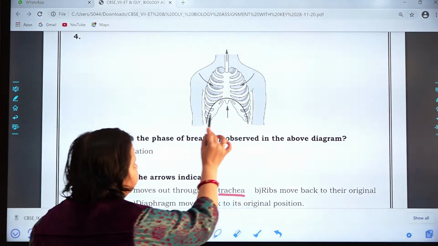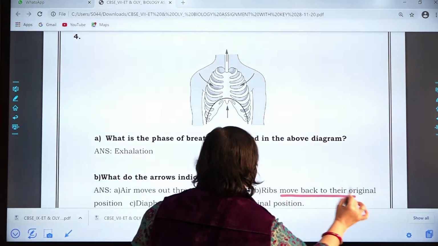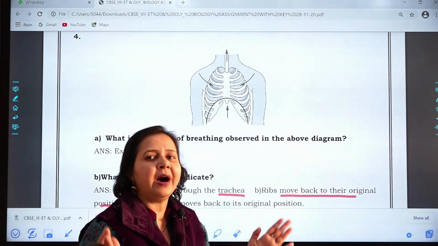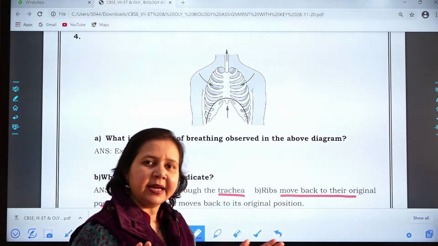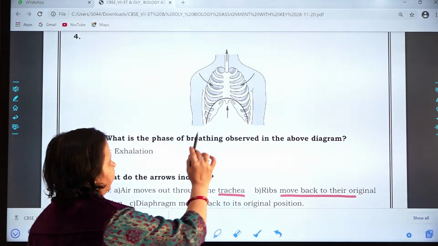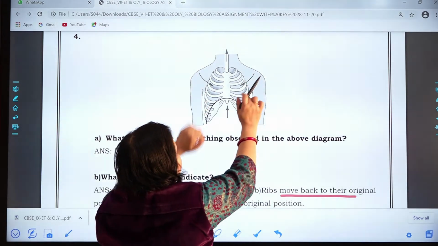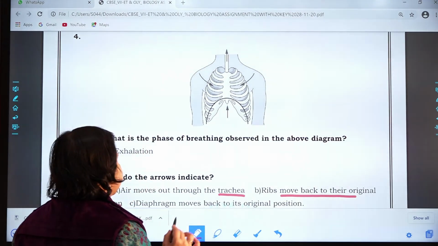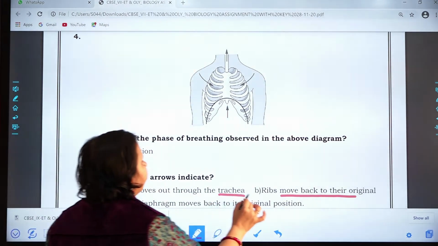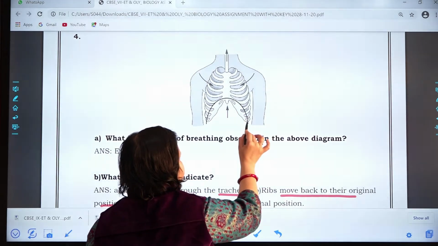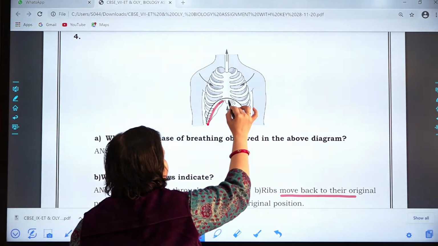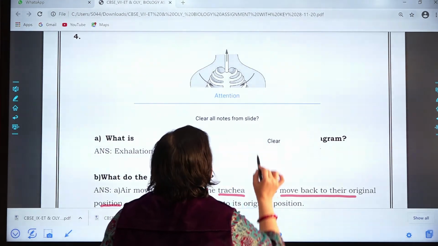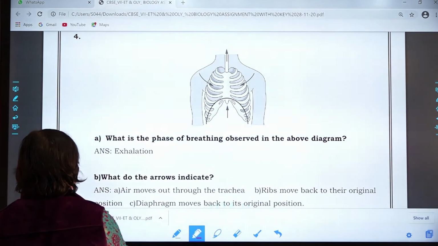Part B, ribs move back to their original position. During inhalation, ribs move outward and the chest cavity increases in size, but during exhalation, it is shown with the help of the arrow that the ribs move back to their original position. C, diaphragm moves back to its original position. Here you can see the diaphragm also moves back to its original dome-shaped position. So this is all shown in this question.